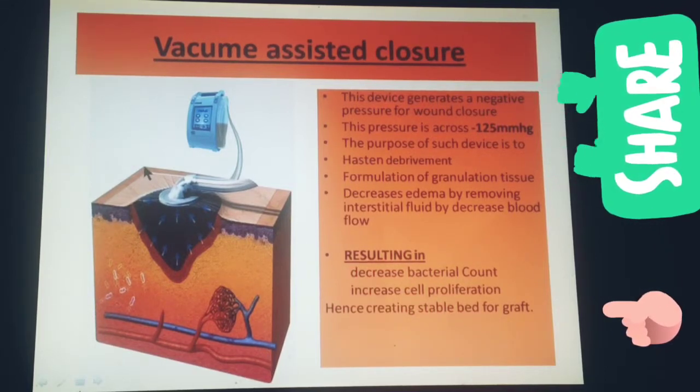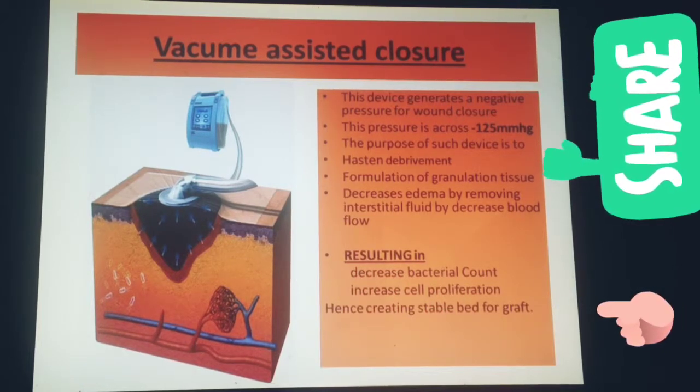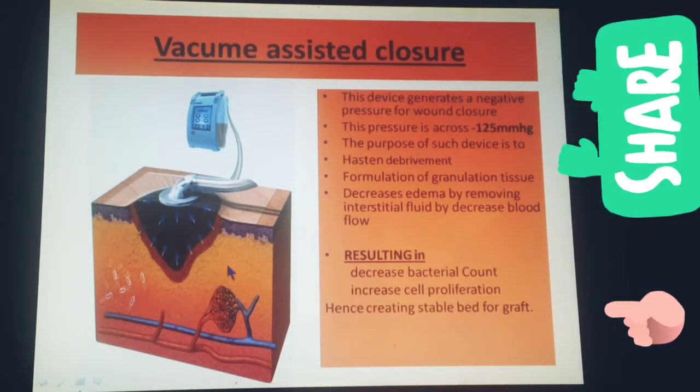The purpose of this device is to hasten the debridement. Debridement is basically cutting off the dead tissue that is no longer supplied by blood, and formation of granulation tissue. Granulation tissue is found during the secondary healing, which helps that area to recover and re-establish its blood supply. And lastly, we decrease edema by removing the interstitial fluid by decreasing the blood flow.